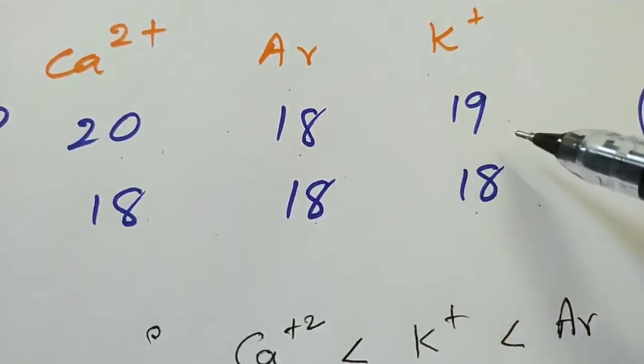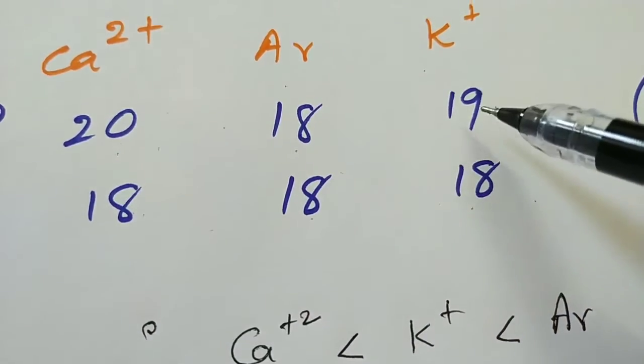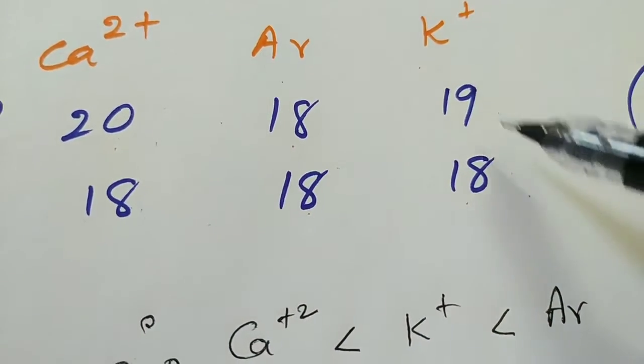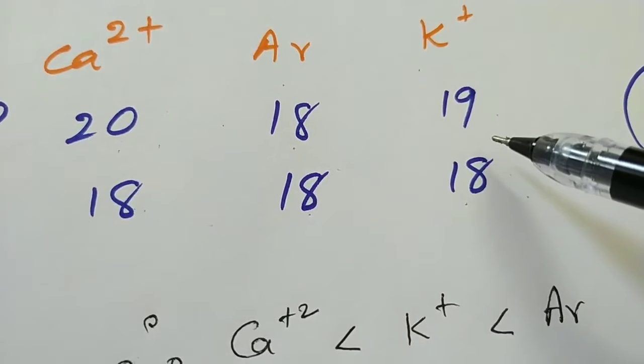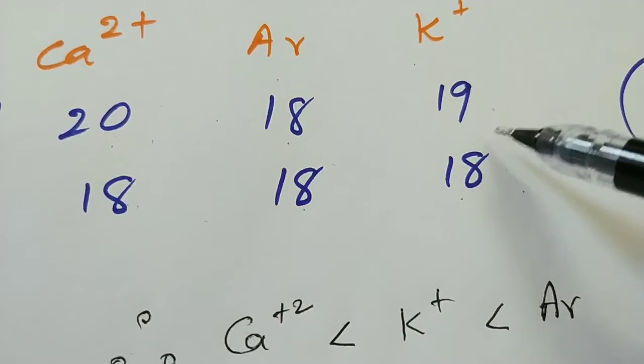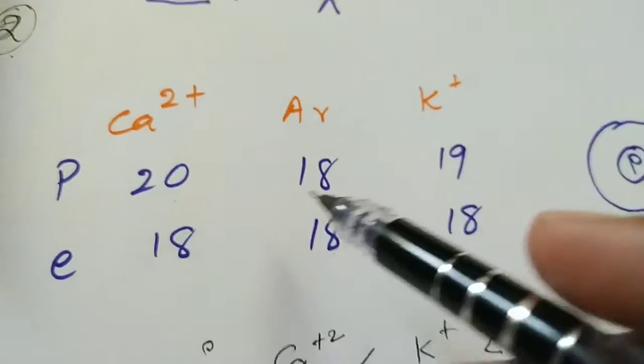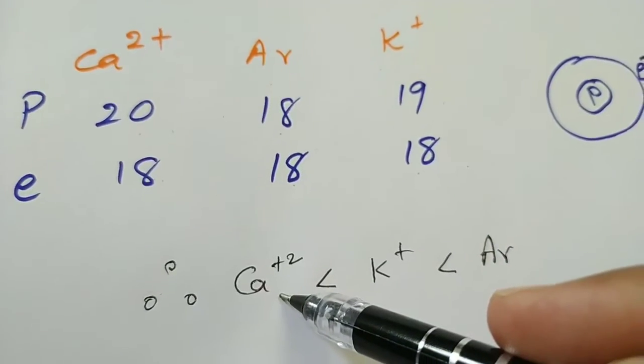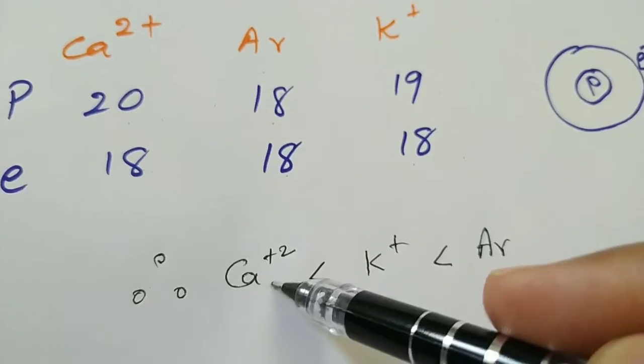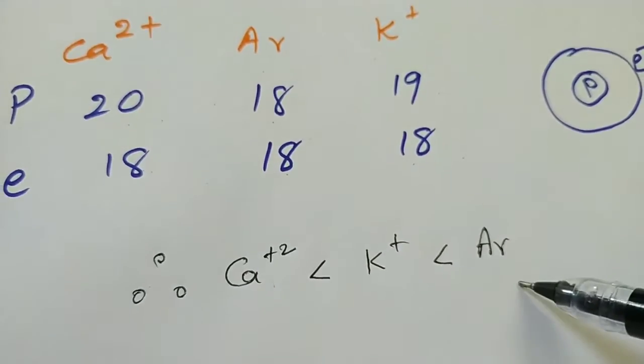Here the neutral is equal. Here one proton is more, so it comes a little bit towards the nucleus. So the conclusion is calcium plus 2 is smaller in size than potassium plus, which is smaller than argon.